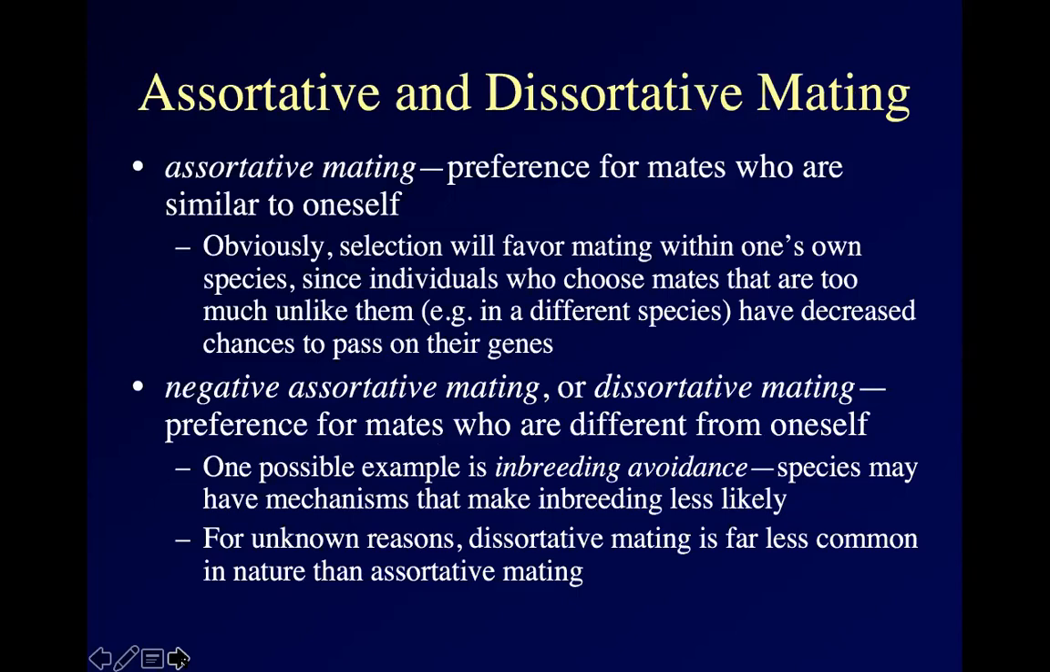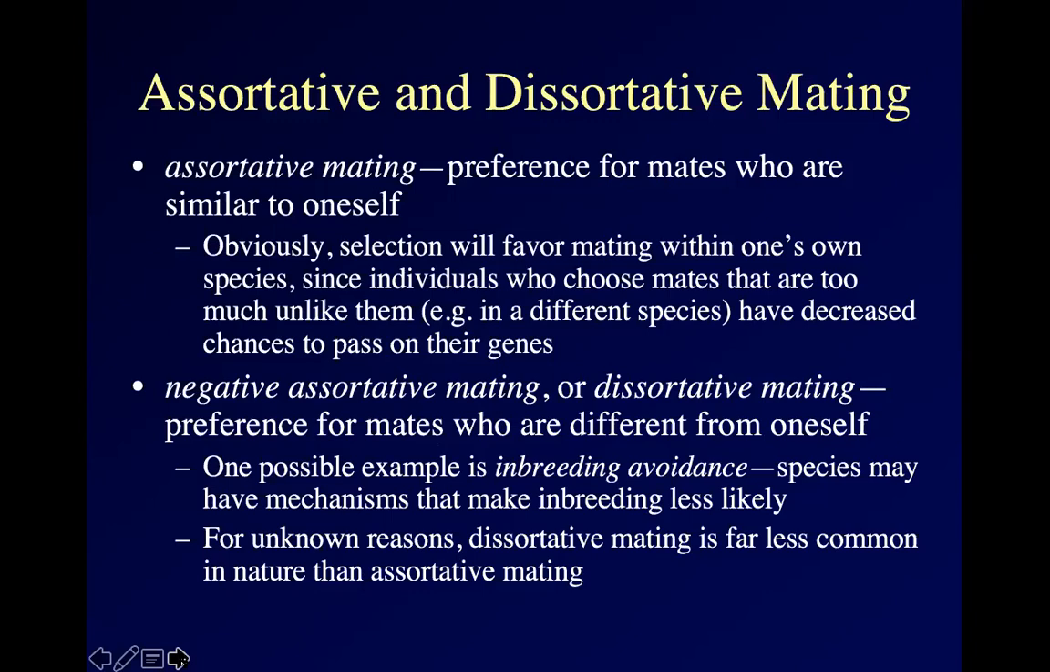Assortative mating is preference for mates that are similar to yourself. Negative assortative mating or dissortative mating is preference for mates that are different from yourself. To some extent, these probably operate very widely. Bear in mind that the common definition of a species is populations that are capable of interbreeding.